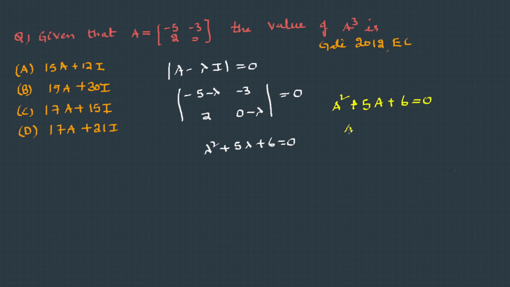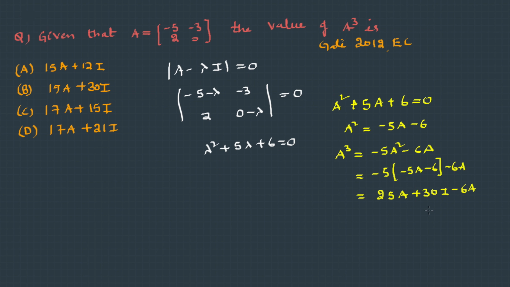From this I can write A square as minus 5A minus 6I. Now if I multiply A on both sides, we get A cube equals minus 5A square minus 6A. But A square we already know, so let's substitute this over here. We get 25A plus 30I minus 6A. That is 19A plus 30I. Therefore the answer is B.